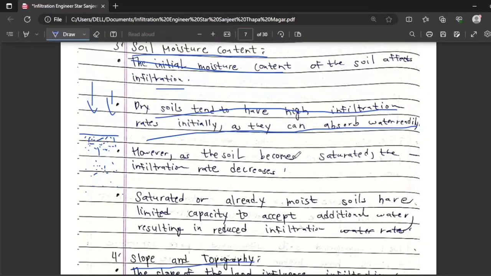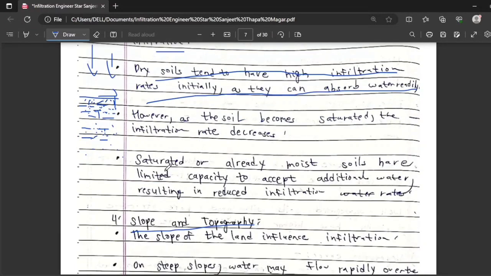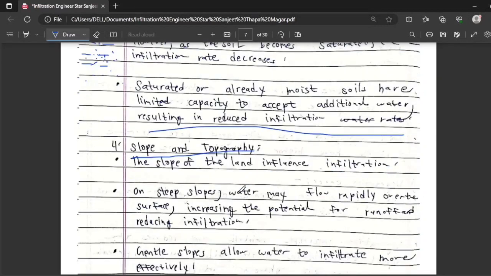However, as the soil becomes saturated, the infiltration rate decreases. If this soil already has water present, then infiltration will be less because it already has moisture and runoff will be more. Saturated or already moist soil has limited capacity to accept additional water, resulting in reduced infiltration rates.